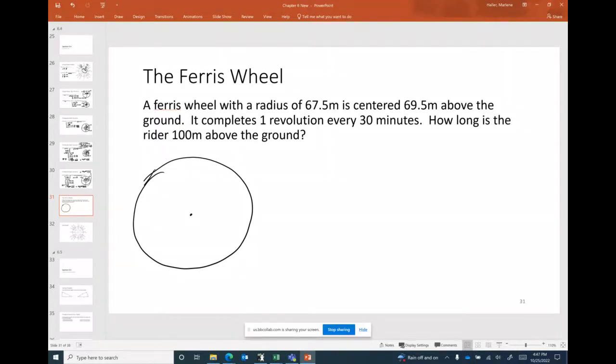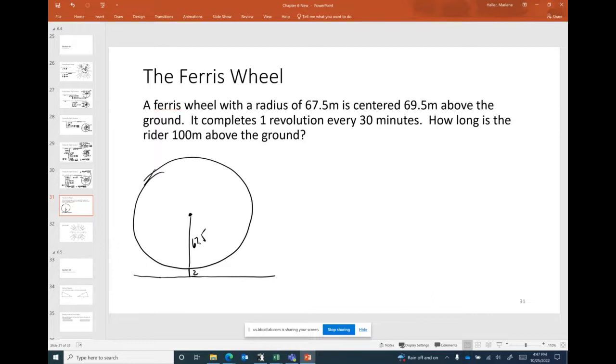Okay, its radius is 67.5 meters. So there we go, 67.5 meters. The center is 69.5 meters above the ground. That's the center. So that means the ground must be another 2 meters below that. So this must be 2 meters right here.